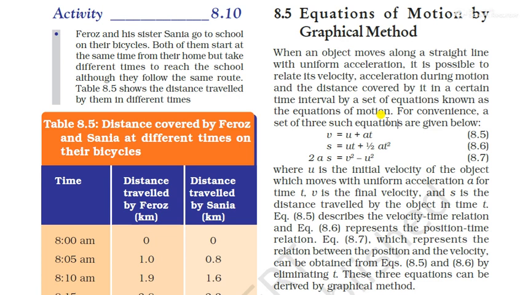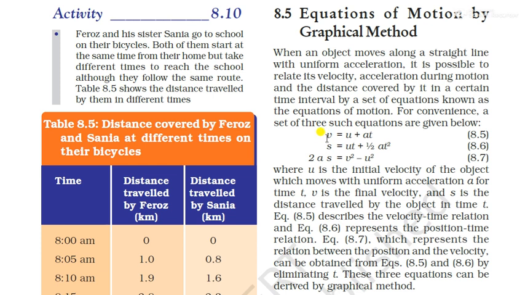In the previous videos, we have learned about the graphical representation of motion. Today we are going to learn about equations of motion by graphical methods. When an object moves along a straight line with a uniform acceleration, it is possible to relate its velocity, acceleration and time and their position by a set of equations called equation of motions.